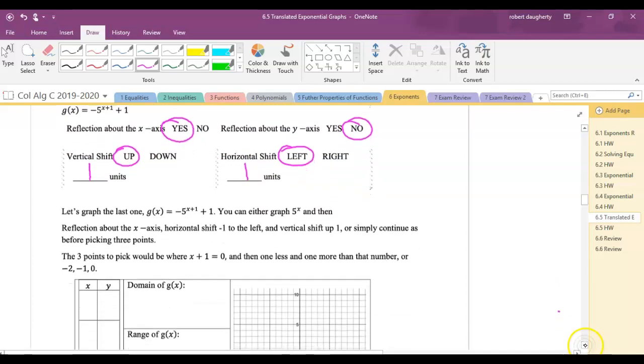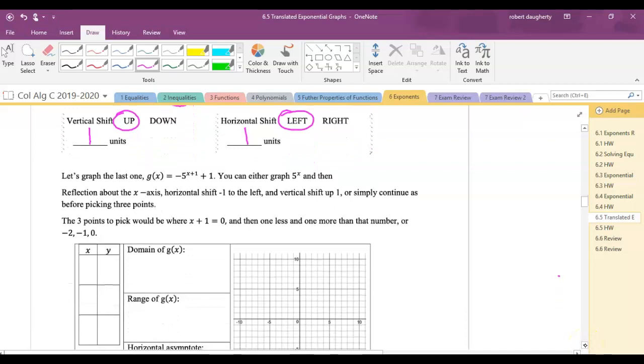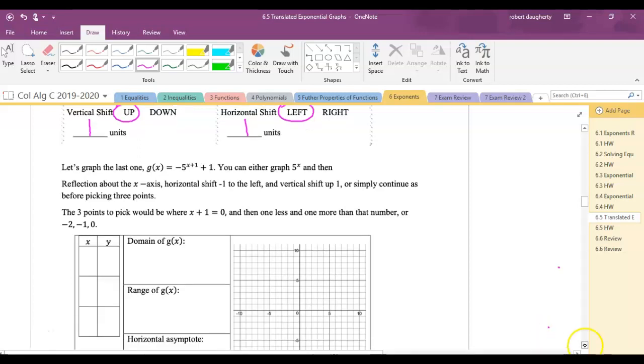Right, there's no negative in front of the x, okay? So there's nothing I have to do. If there's a negative in the exponent, it has to be the negative of the entire exponent, okay? So let's graph this last one here, okay?